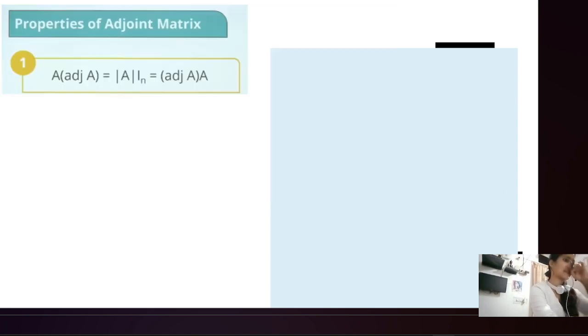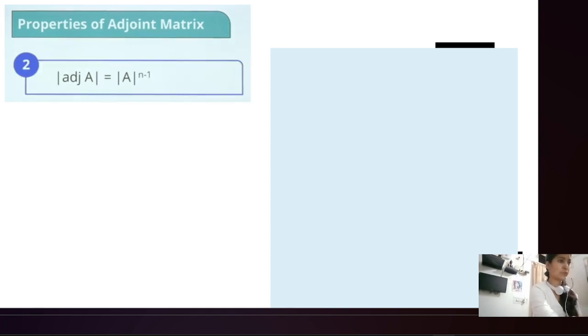So let's start with property 2. This is property 1, which we have already discussed, so no need to discuss it again. Moving to the next property 2. Okay, so this is property 2. When we find the determinant of the adjoint of A, we get determinant of A to the power n minus 1.